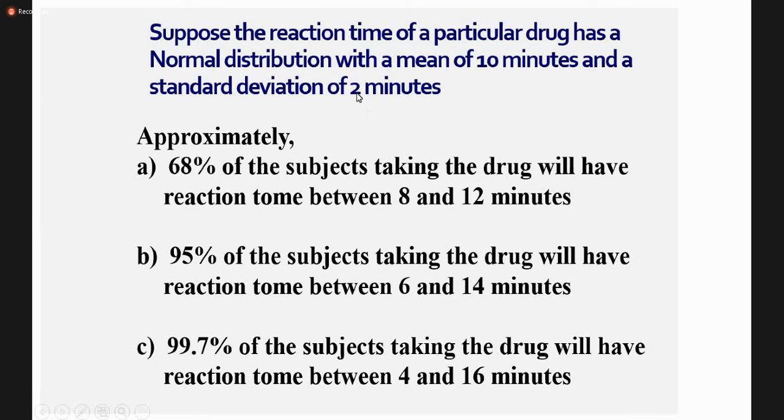If this 2 minutes is changed into 1 minute, then this 8 and 12 minutes would be 9 and 11 minutes, and this 6 and 14 would be 8 and 12 minutes. So you can say that 95% of the subjects taking the drug will have a reaction time between 8 and 12 minutes if the standard deviation is just 1 minute.